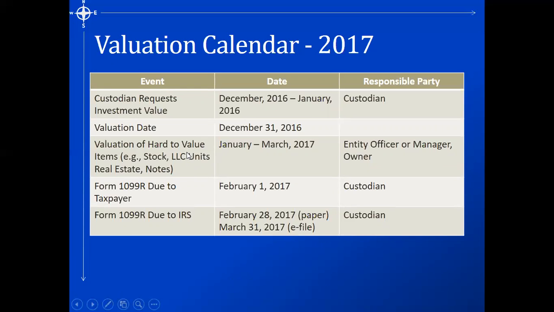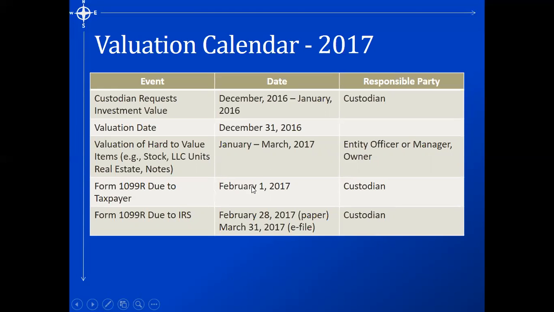The hard-to-value assets should be into your custodian by March 31st. So you have from January 1 through March 31st to provide the valuation of assets that are not otherwise publicly marketable. The responsible party for that is the entity officer. It could be a president, treasurer, clerk of a corporation, or the manager of an LLC.